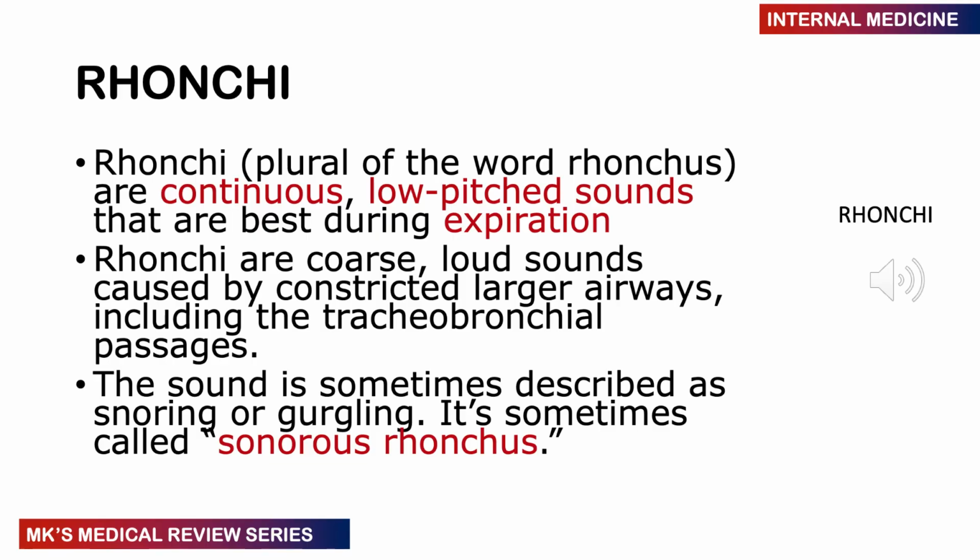Then next we have a rhonchi. So remember that these ones are also going to be continuous. They are low-pitched sounds. They're also going to be heard best on expiration. They are a bit more coarse, and they're usually pointing towards constriction of the larger airways, as opposed to the wheezing, which is the smaller airways. So it can actually even include the tracheobronchial passages. They'll sound like snoring or gurgling sounds, or sometimes you refer to this as a sonorous rhonchus. So this is what they sound like.